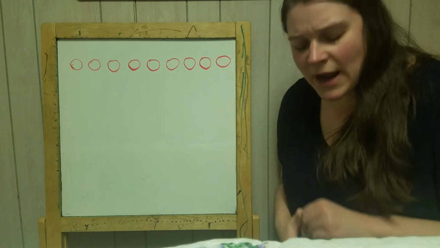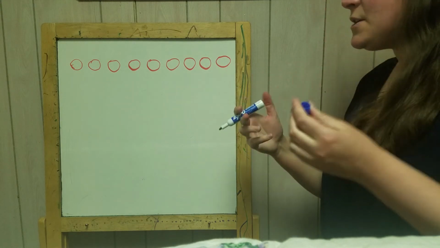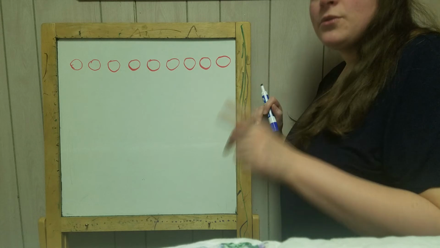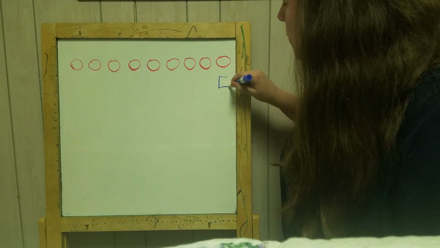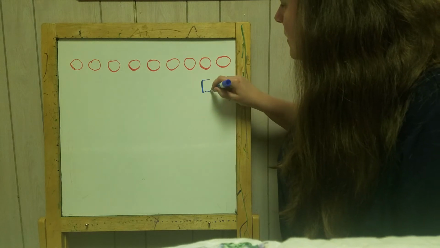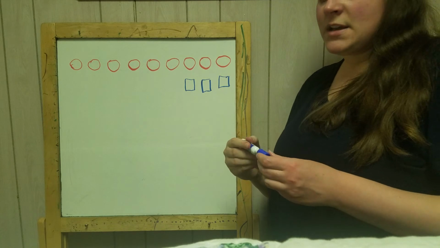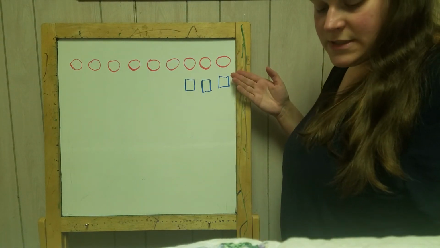And do you remember how many seahorses there were? Well, for the seahorses, we're going to draw squares. So there were 3 seahorses. So I'm going to draw 3 squares. 1, 2, 3. So we have 9 fish and 3 seahorses.